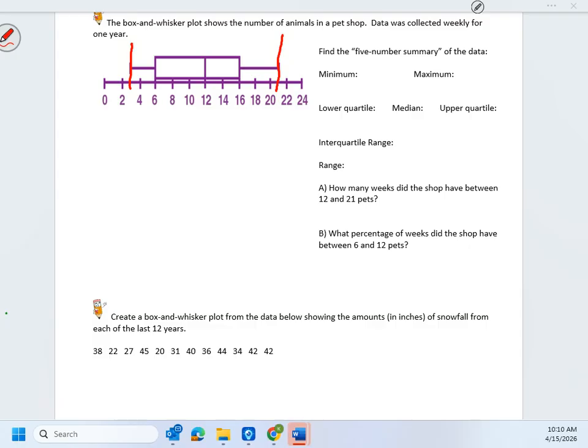Then we see on that next line is the lower quartile, the median, and the upper quartile. Notice how on my box and whisker, I actually drew lines. Do you think you should draw lines on yours? Yeah, because that's gonna help us find our 4 equal parts.